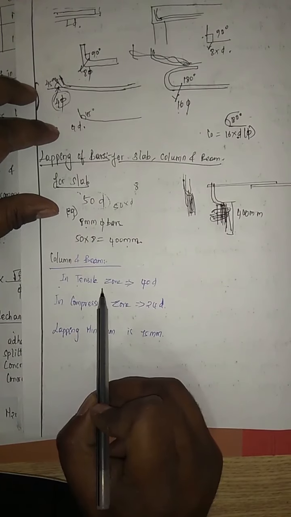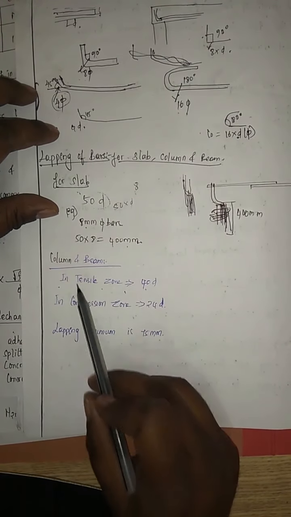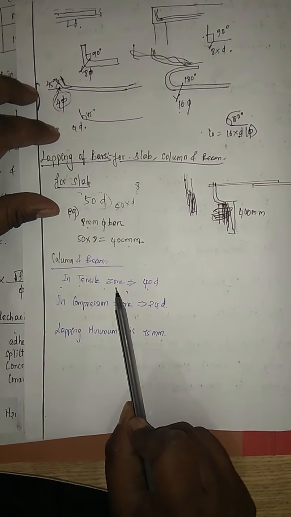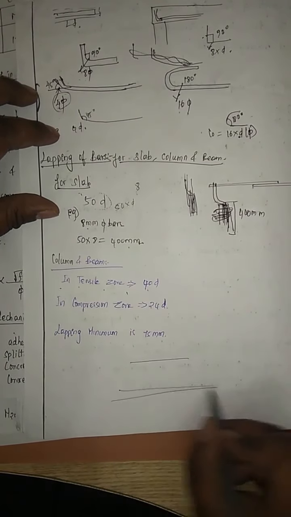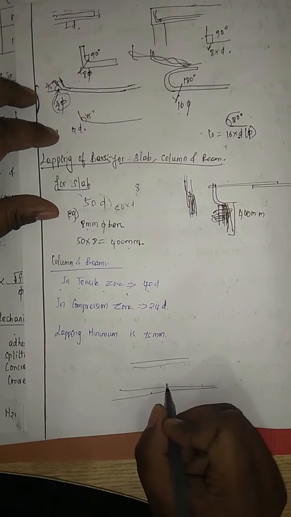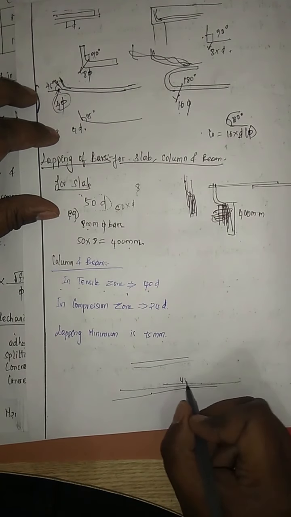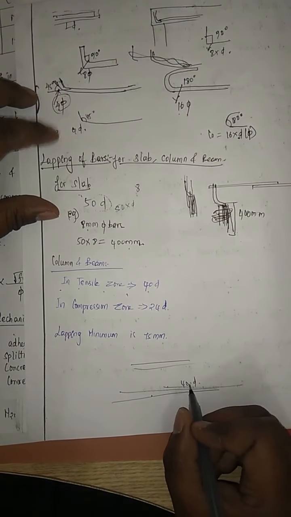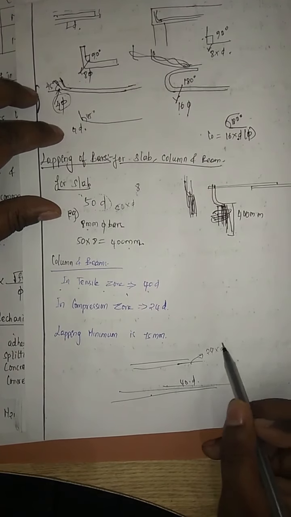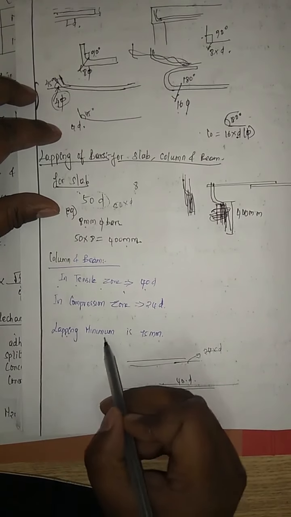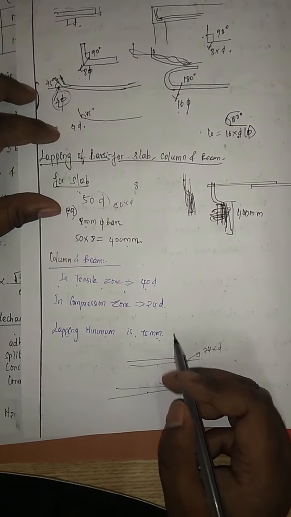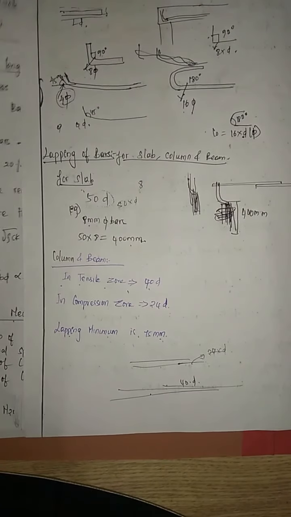In tensile zone, it is the same for column and beam both. What is tensile zone? This is beam, this is tensile zone, and this is compression zone. In tensile zone, the lapping of bar should be 40 into D, and in compression zone it should be 24 into D. Lapping minimum is 75 mm. Below 75 mm, lapping should not be provided. Minimum lapping should be 75 mm.